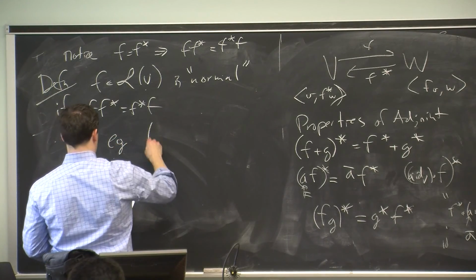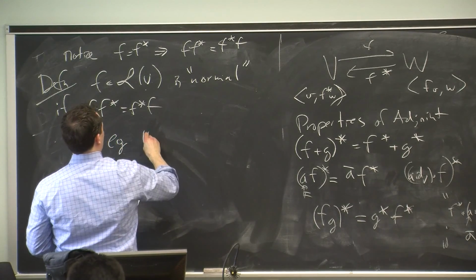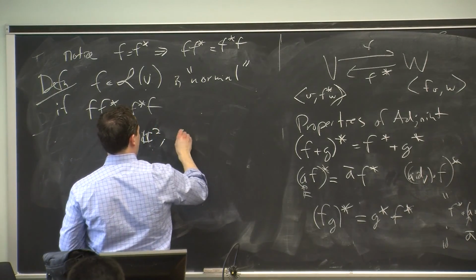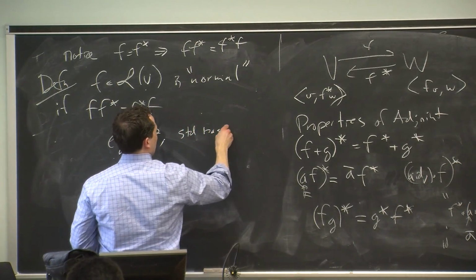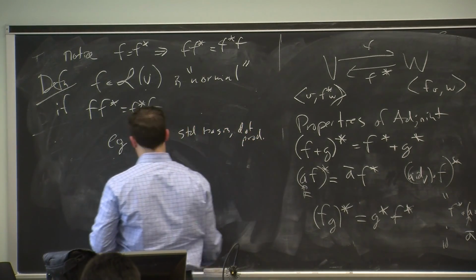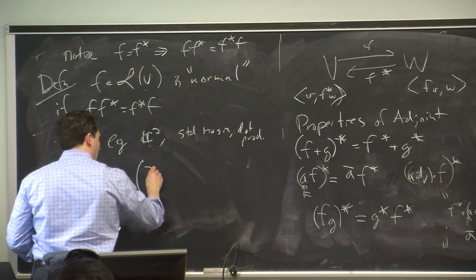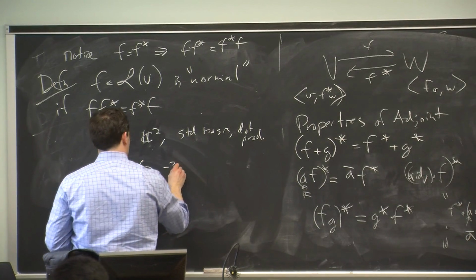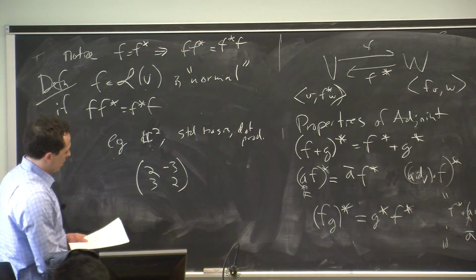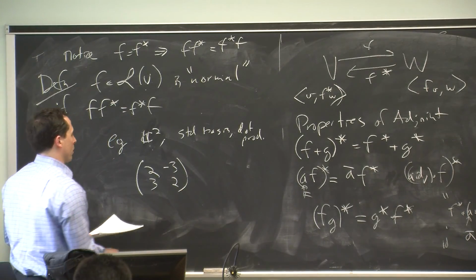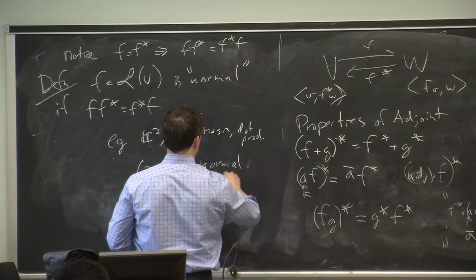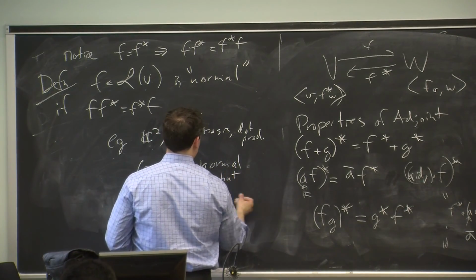For example, if I take, let's say, C2 with the standard basis and the dot product, I can give you a matrix to define an operator, 2, 3, 2. This matrix is normal, but not self-adjoint. We can work that out by computing these things. It couldn't be self-adjoint because it's real and it's not symmetric.